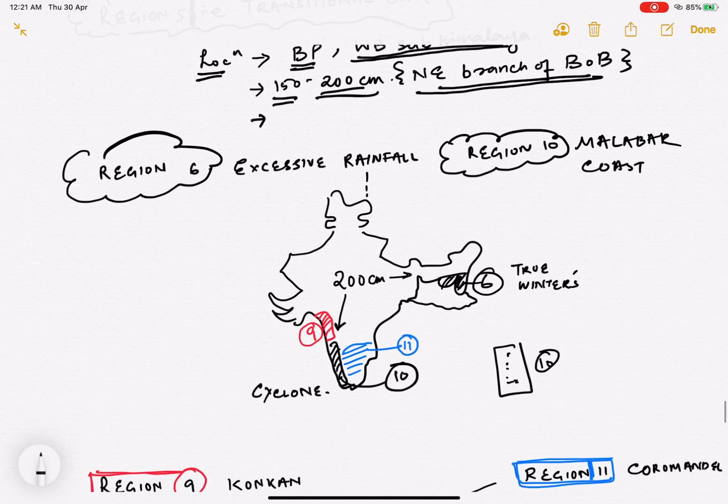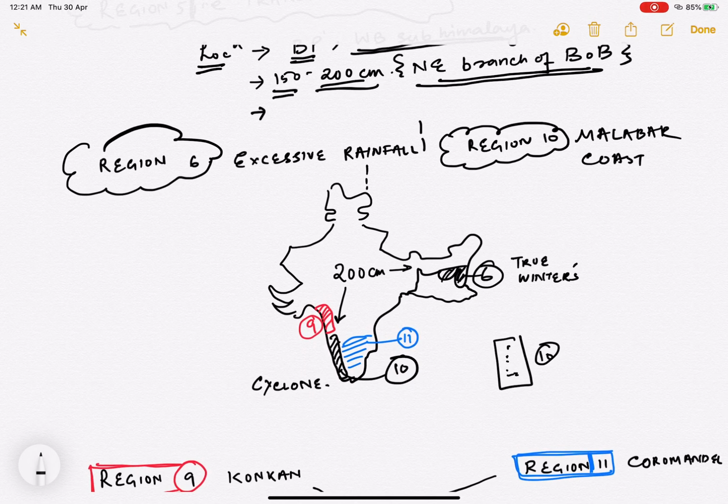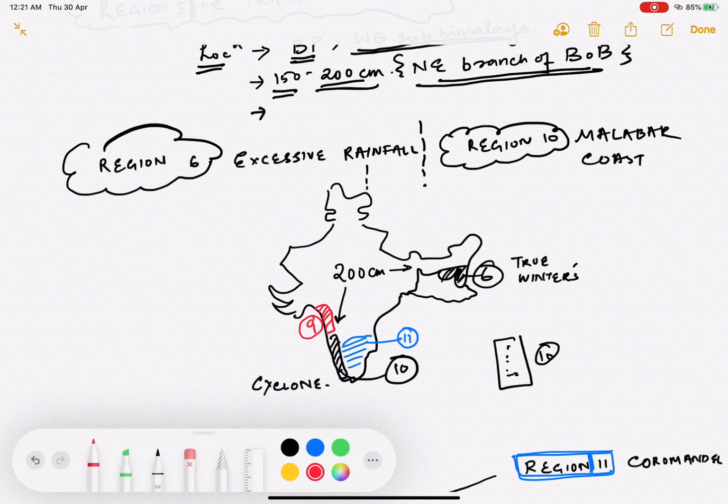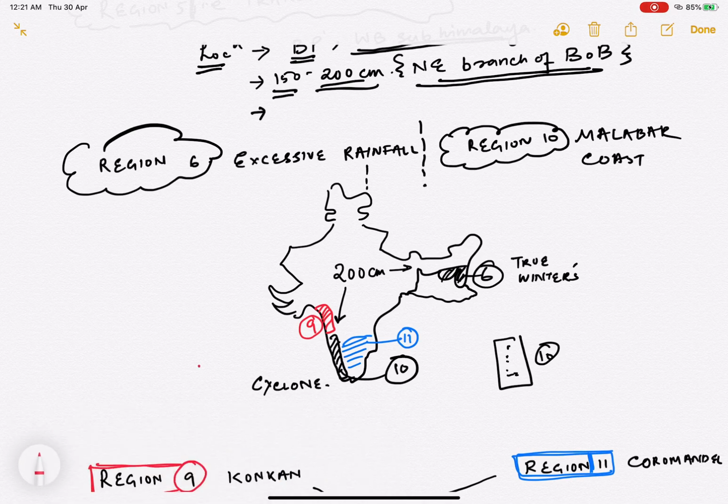Next, we have the region 6 and then we have the region 10. We'll go region 6 and region 10 simultaneously. This is your region 6, this is your region 6 and this is your region 10. We would make a cross comparison. Why did we bring first of all region 6 and region 10? See, both region 6 and region 10, they have something in common, that is your 200 centimeter of rainfall. However, there is difference.